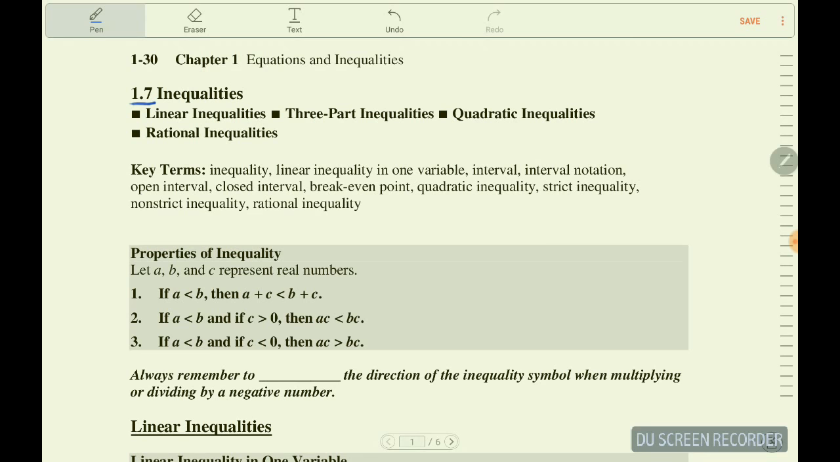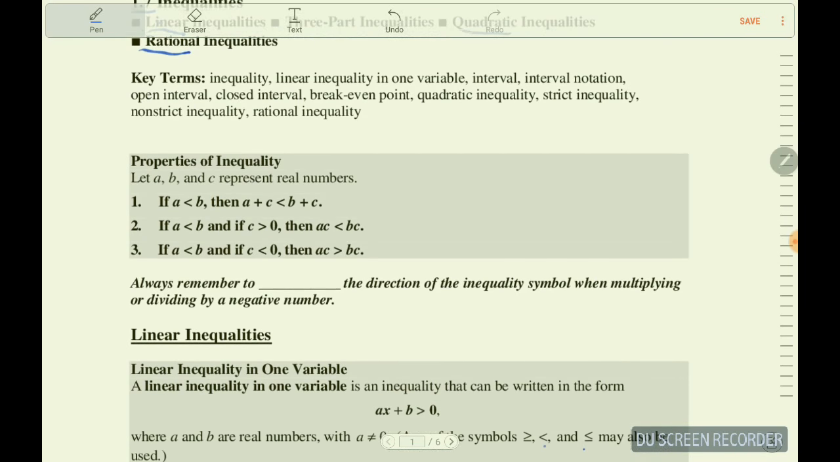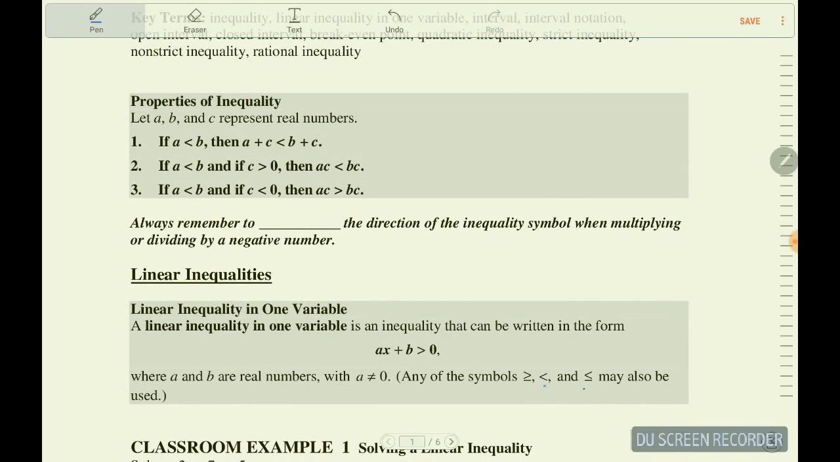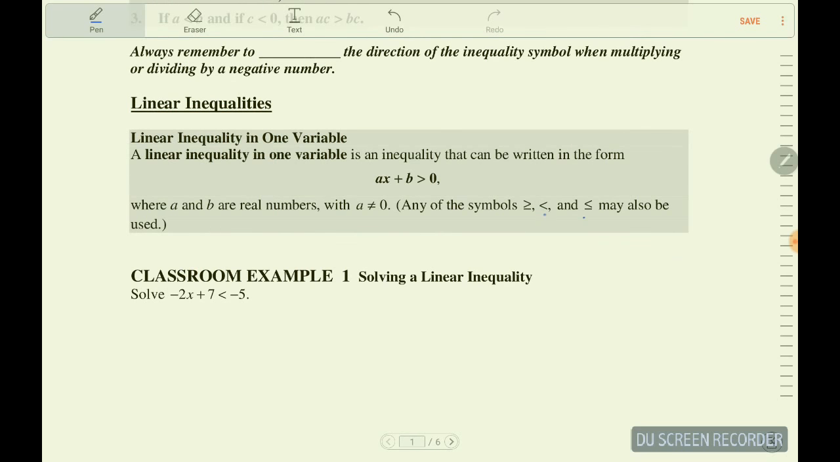We've been doing equations of the linear type, the quadratic type, and the rational type. Now we're extending the procedures that we've learned with equations to situations where we have inequality symbols, such as, well, they're all listed up here: strictly greater than, strictly less than, greater than or equal to, less than or equal to, and not equal to.